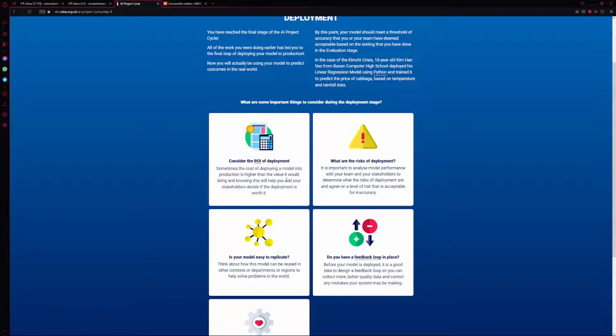What are the risks of deployment? It is important to analyze the model performance with your team and your stakeholders to determine what the risks of deployment are and agree on a level of risk that is acceptable for inaccuracy.